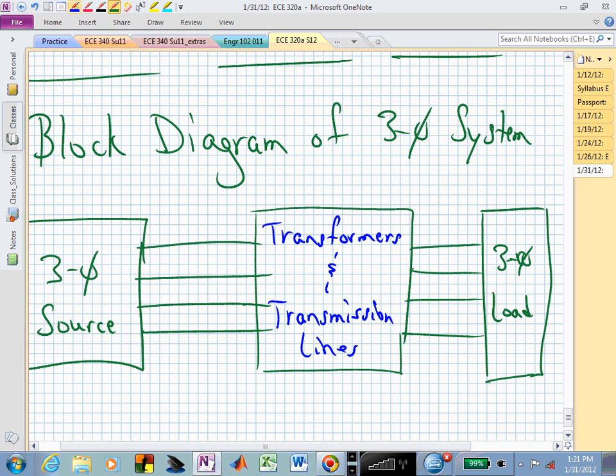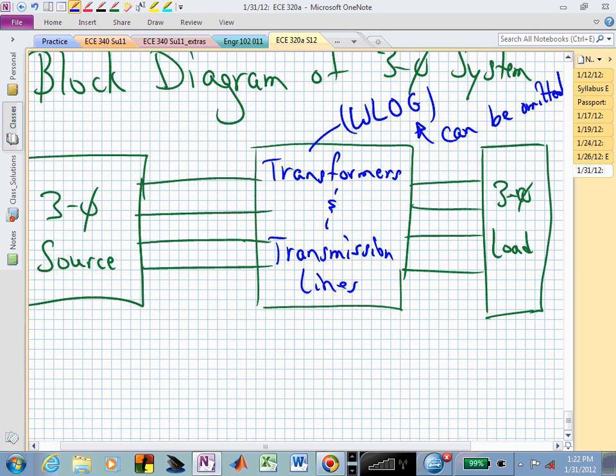But typically, you know what WLOG is? Without loss of generality, we can basically omit this middle piece and not have to worry so much about it in terms of the transformers. We may model the impedance of the transmission lines, but the transformer stepping up and stepping down, we will probably not worry so much about that. We want to get the concept, and so WLOG, without loss of generality, we can do that by neglecting some of that that's going on inside the middle box.